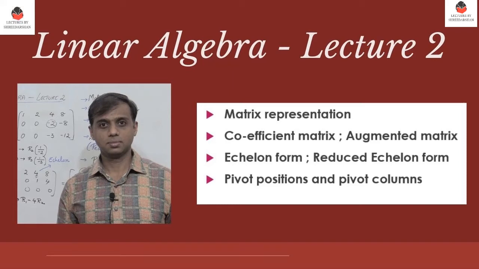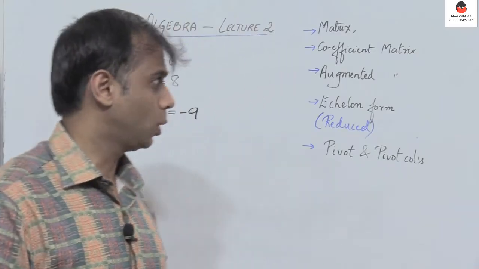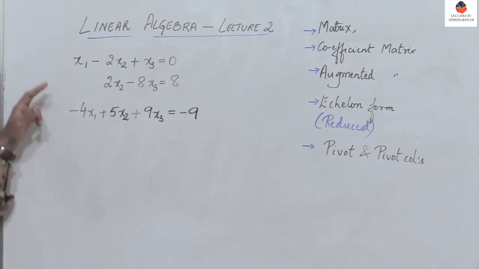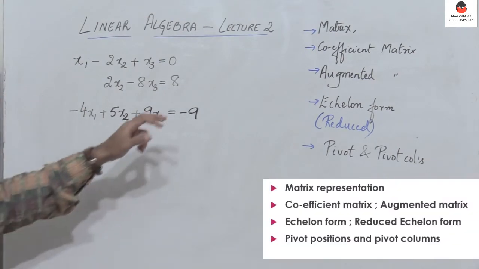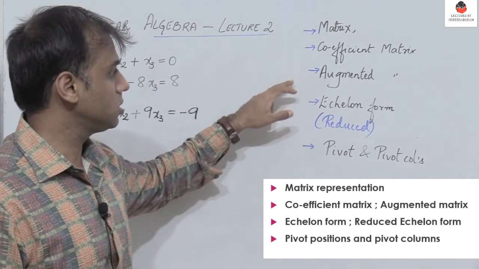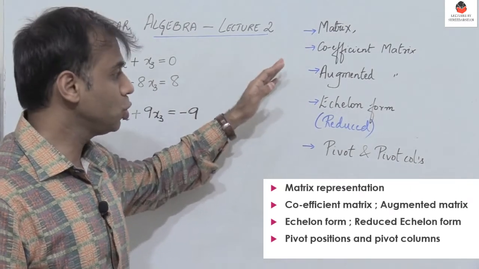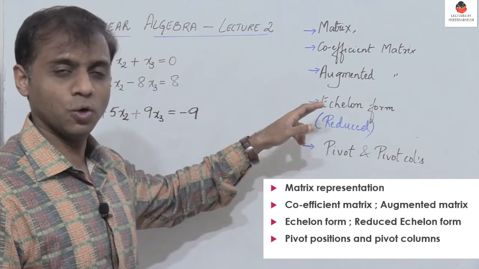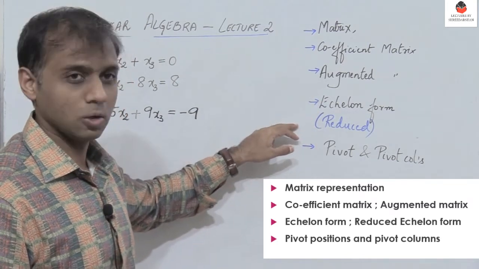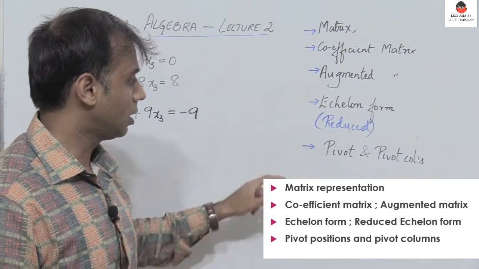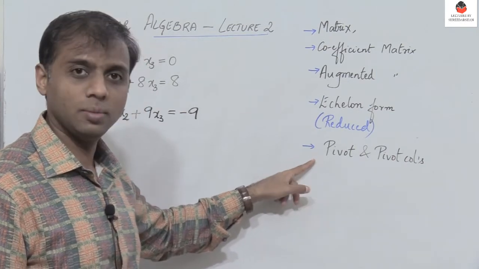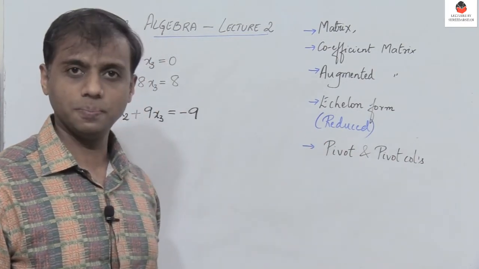In the second lecture of linear algebra, we shall deal with the following. How can we represent a system of linear equations in the form of a matrix? What is a coefficient matrix? What is an augmented matrix? How to obtain the echelon form as well as the reduced echelon form? And once we do that, how do we identify the pivot elements as well as the pivot columns?